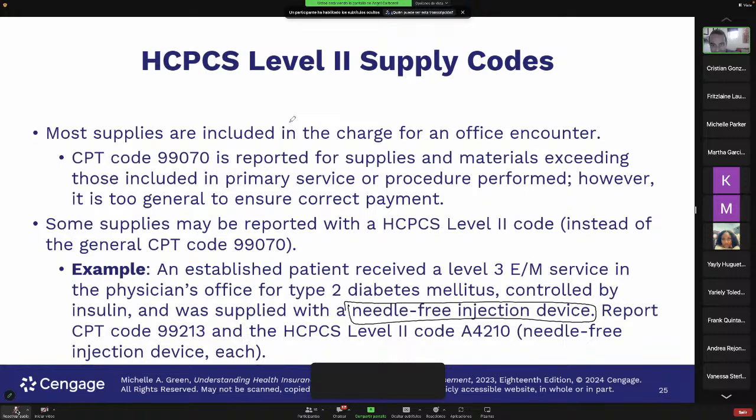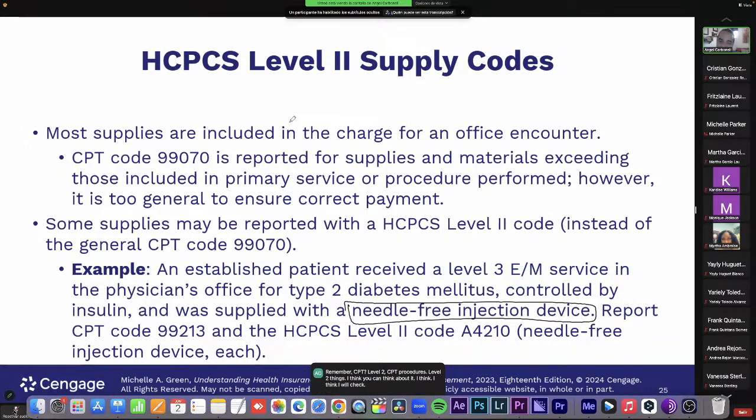Anyone? Remember, CPT, it's level 2. Level 2, CPT procedures. Level 2 things. That's the easiest way you can think about it. A thing. An ambulance ride, a thing. A wheelchair, a thing. Diabetic shoes, a thing. Injection, a thing. The actual device, the needle and the thing. A medication, a thing. Injecting you the medication, a procedure. Doing the evaluation, a procedure. Doing surgery, procedure. Performing an X-ray, a procedure.